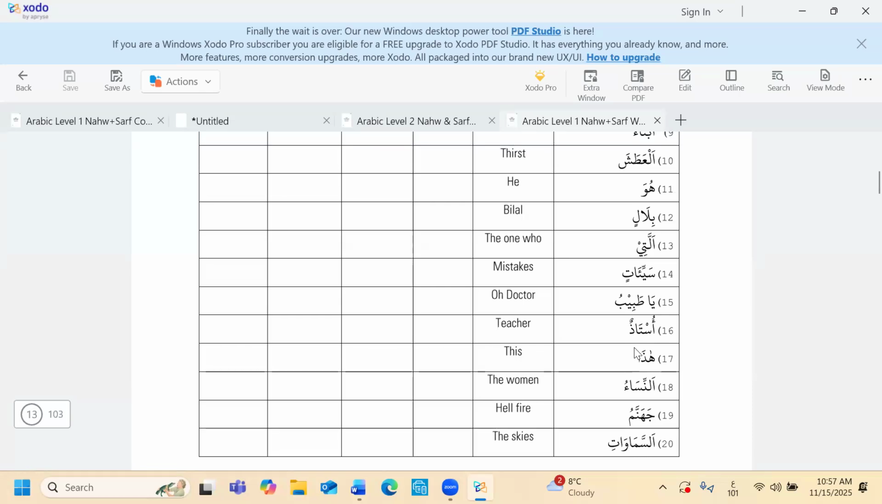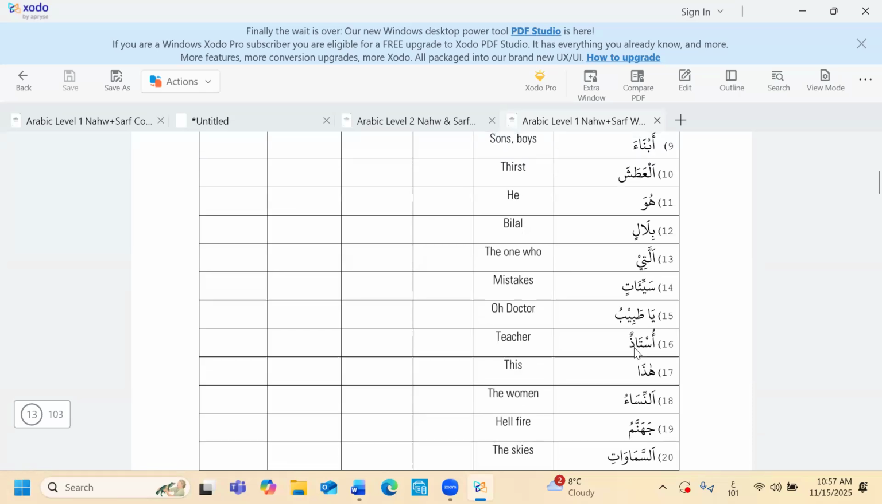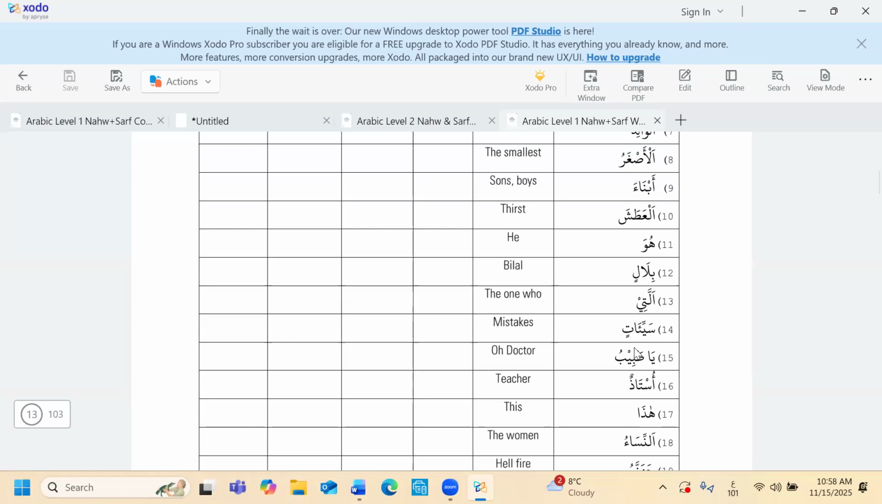What number was next? Was it 11? Yeah. So number 11, which is huwa, is it damir muttasil or damir munfasil? Muttasil meaning attached, munfasil meaning detached. Munfasil, detached pronoun.